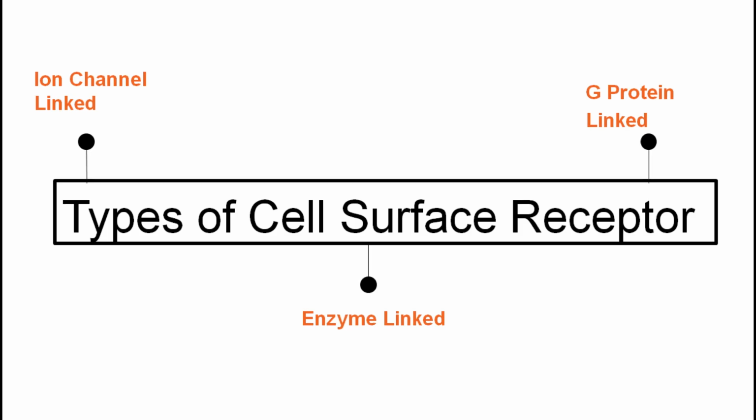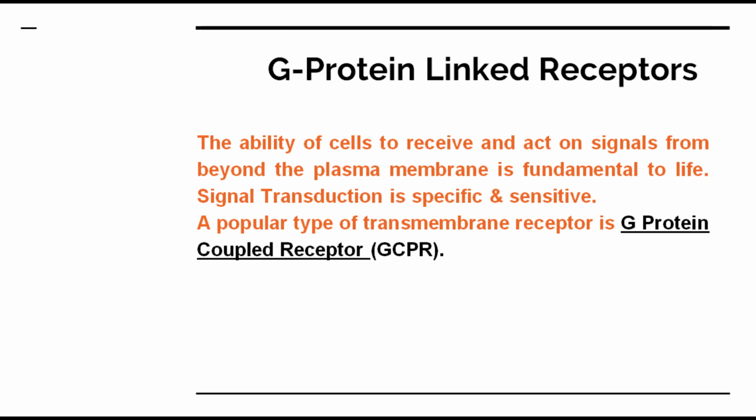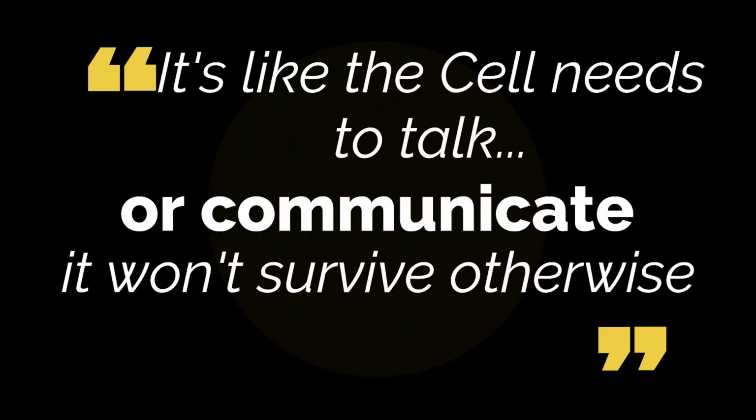Now, coming to the three types of cell surface receptors. There's ion channel linked receptor, enzyme linked receptor, and the famous G protein linked receptor. G protein is kind of like the gangster of the receptor world because it's the most important part. Now, G protein linked receptors are the ability of cells to receive and act on signals from beyond the plasma membrane, which is kind of fundamental to its life. It's technically like the cell has to talk to someone, otherwise it won't survive. Just like a telephone call.